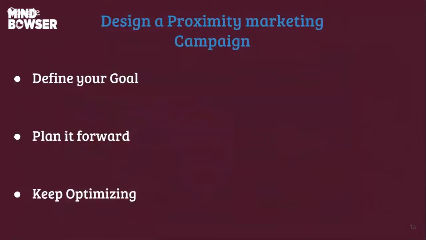So now, I come to the second part of this presentation. If you are to design a proximity marketing campaign, how should you be doing it? There are three steps that we provide if you are to develop a proximity marketing campaign. One, define your goal. Two, plan it forward. And three, keep optimizing. I will elaborate more on each of them as we move forward.